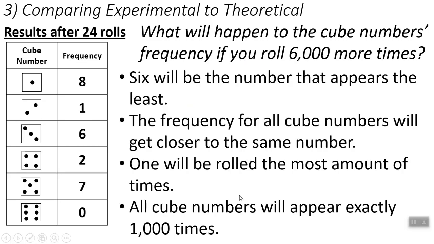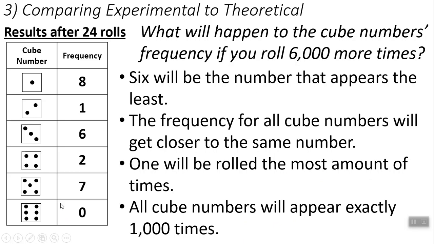So here are the different scenarios. 6 will be the number that appears the least. The frequency for all cube numbers will get closer to the same number. 1 will be rolled the most amount of times. All cube numbers will appear exactly 1,000 times. Okay, 6 will be the number that appears the least.